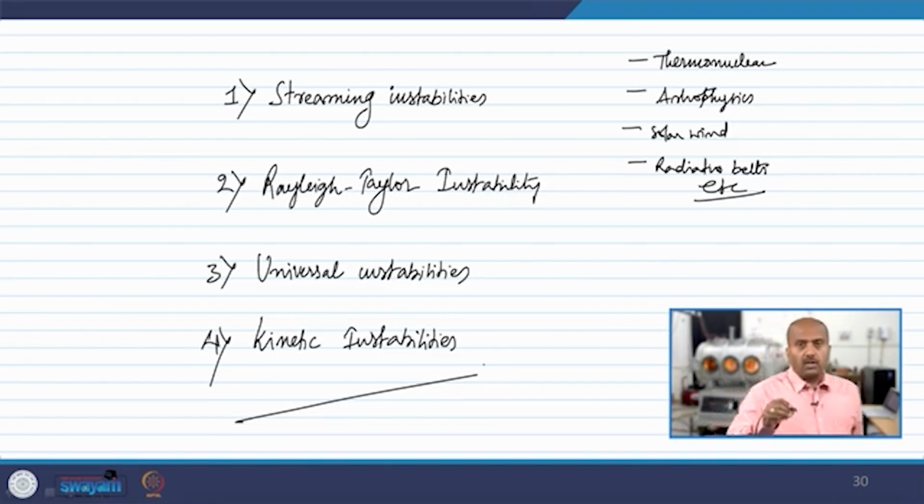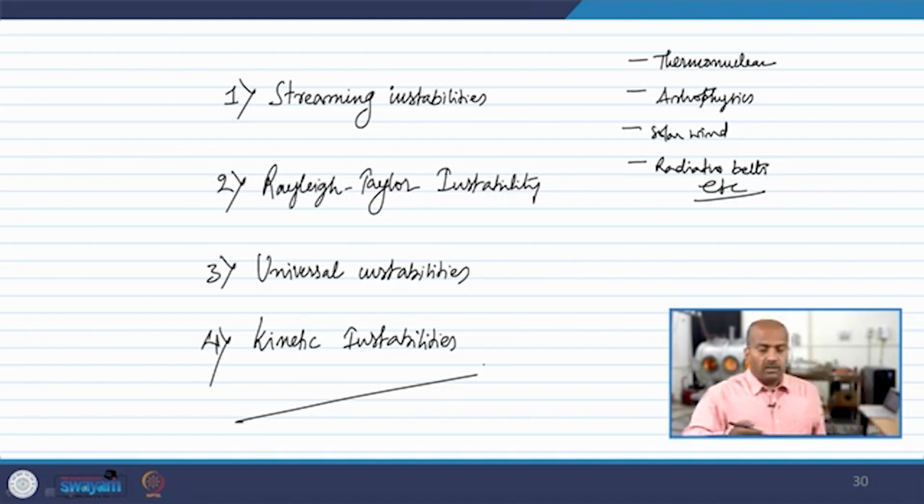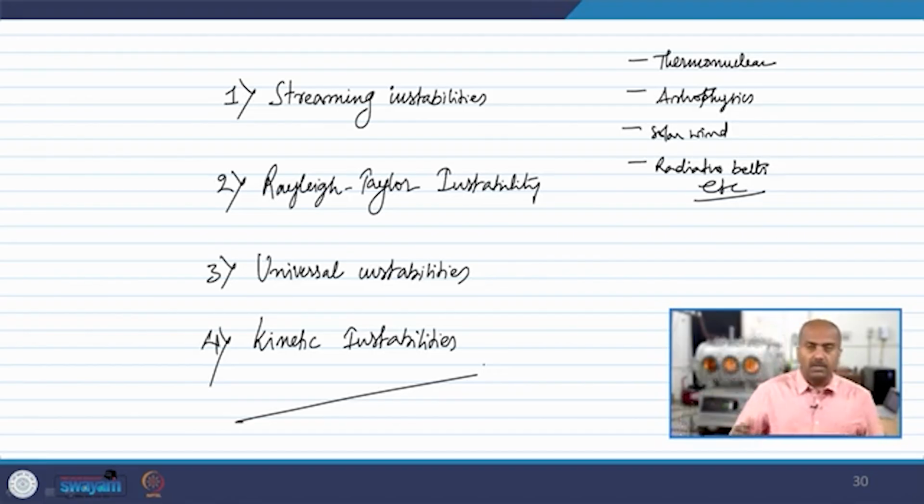Let us try to understand each one of them briefly. These topics are so advanced and so elaborate that we cannot possibly cover these topics individually, and this becomes clearly out of context or out of scope for this particular course. So, we will try to understand these instabilities briefly.